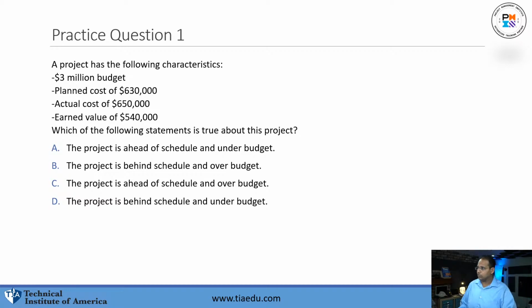Okay, it says here, the project has the following characteristics: a $3 million budget, a planned cost of $630,000, an actual cost of $650,000, and an EV, or earned value, of $540,000. Which of the following statements is true about this project? A, the project is ahead of schedule and under budget. B, the project is behind schedule and over budget. C, the project is ahead of schedule and over budget. And D, the project is behind schedule and under budget.